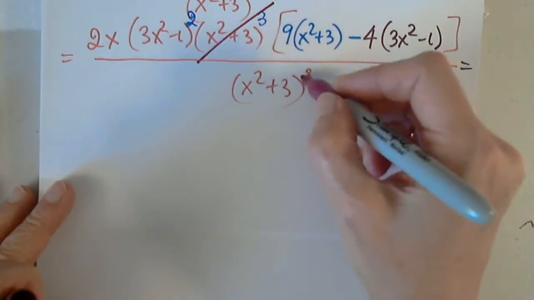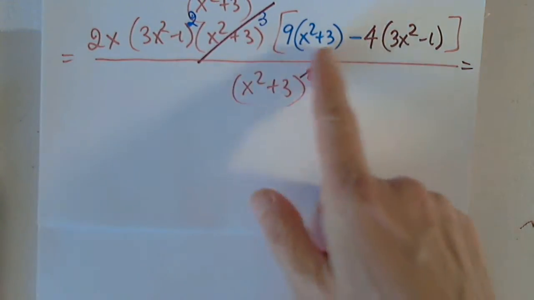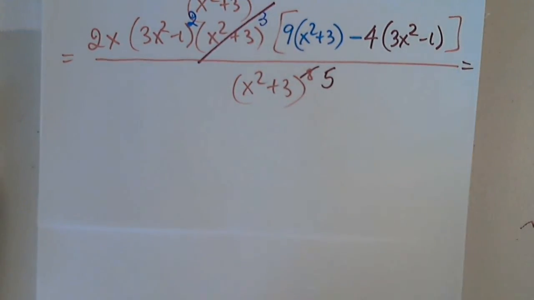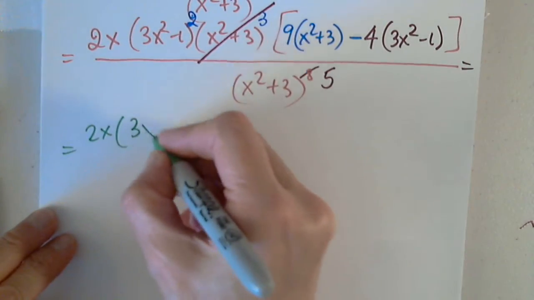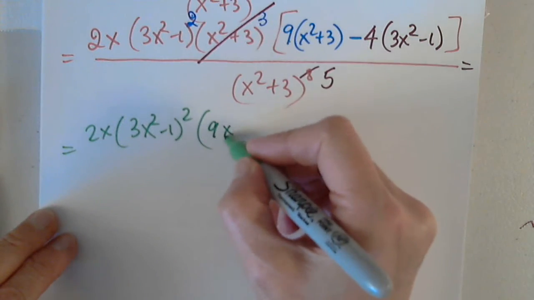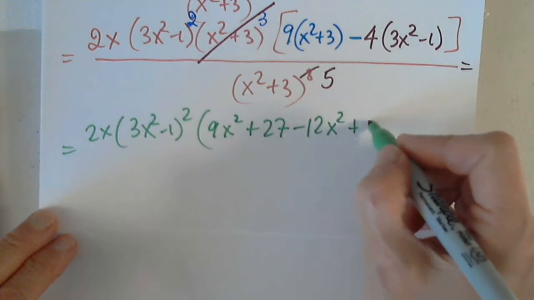Yes, only now I can do this. I remove 3 of those from the top, and I remove 3 of those from the denominator. Yes, I'll have to combine like terms here. If needed, I have to continue factoring, pulling something out. But for now, I will copy 2x. I will copy 3x squared minus 1 squared. And let's see what we have. We have a 9x squared plus a 27, and minus 12x squared and plus 4.